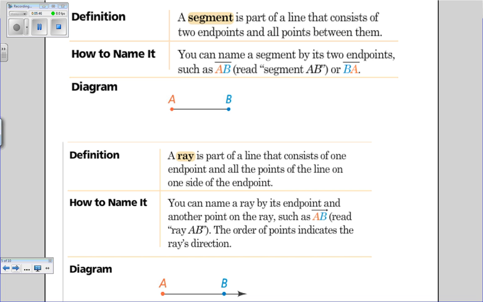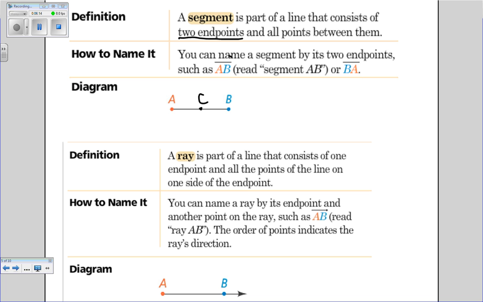All right. More words, more vocab: a segment. All right, a segment is a part of a line that consists of 2 end points. All right, key thing there: 2 end points, and all the points between them. So I have an endpoint A and an endpoint B. So even if I threw another point on there, A and B are still the ends of this. All right, so I'm going to name this as segment AB or segment BA.